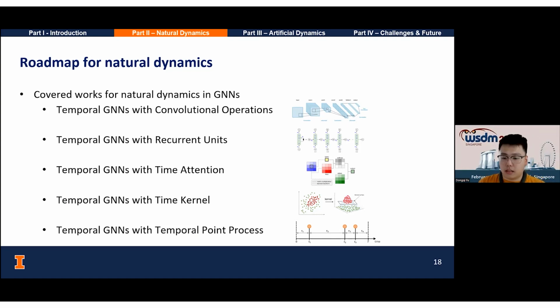Please note that since we are going to cover many works in this tutorial, different works may use the same symbols to represent different meanings. So to alleviate this problem, in each individual work, we will introduce the meaning of the symbols from scratch.